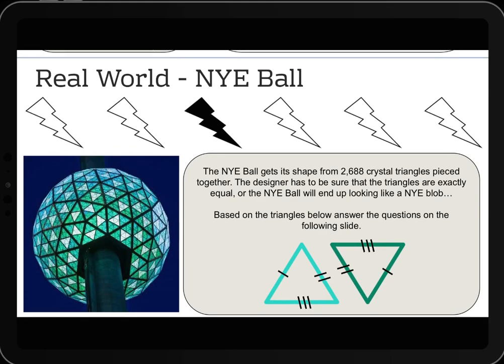So we have the NYE ball gets its shape from 2,688 crystal triangles pieced together. That's fascinatingly geometric. The designer has to be sure that the triangles are exactly equal, or the NYE ball will end up looking like an NYE blob. So based on the triangles below, answer the questions on the following slides.